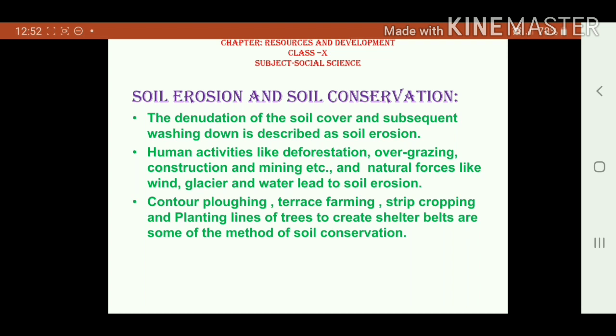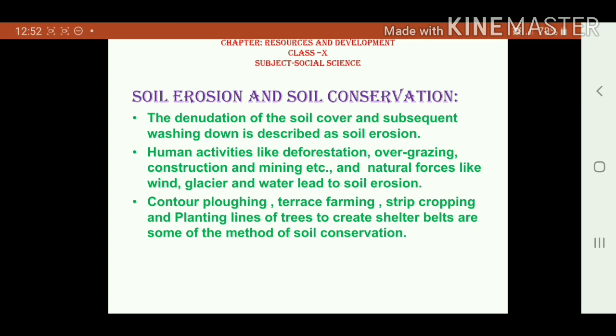Overgrazing is one of the serious challenges, students, because we have limited the place for the grazing of animals. Construction and mining activity also destroy the quality of the soil. And there are certain natural factors, but I told you these are not dangerous, because on one side when soil erosion takes place, on the other side soil formation also takes place. So what are the natural factors? Wind, glacier, water. All these lead to soil erosion.